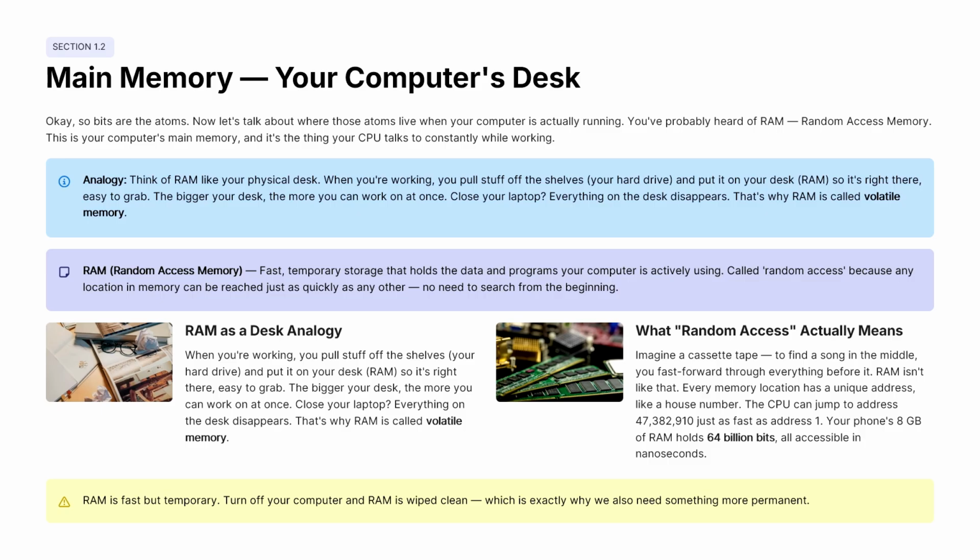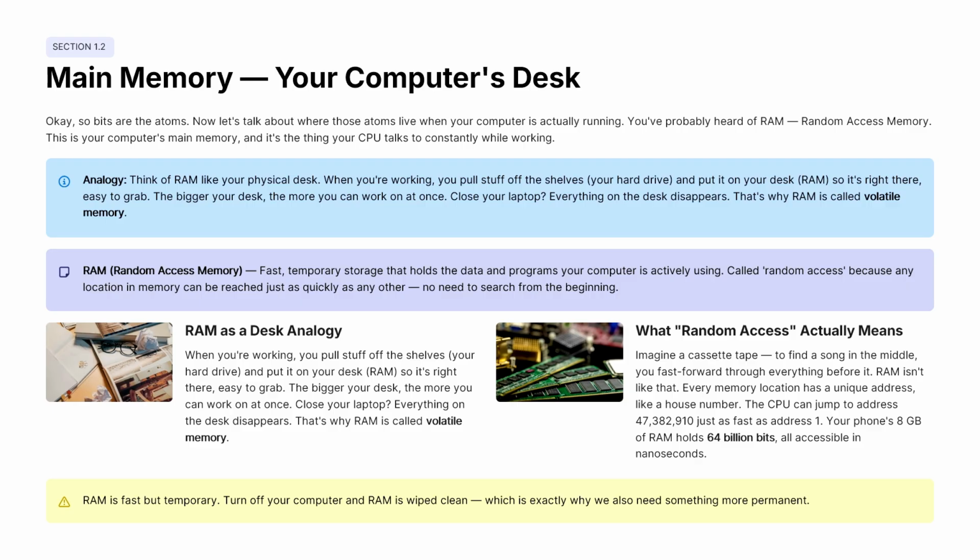Now let's talk about where those atoms live when your computer is actually running. You've probably heard of RAM, Random Access Memory. This is your computer's main memory, and it's the thing your CPU talks to constantly while working. Analogy: think of RAM like your physical desk. When you're working, you pull stuff off the shelves, your hard drive, and put it on your desk, RAM, so it's right there, easy to grab. The bigger your desk, the more you can work on at once. Close your laptop? Everything on the desk disappears.